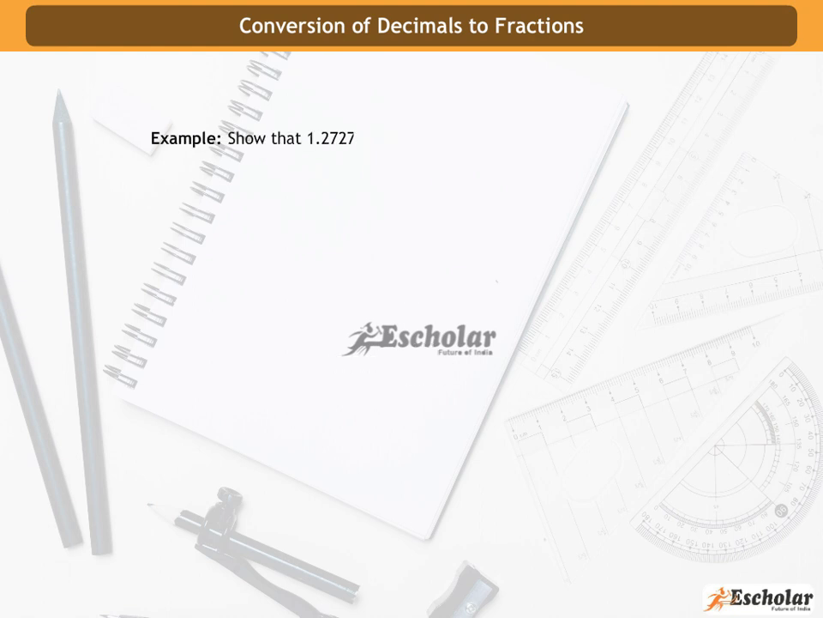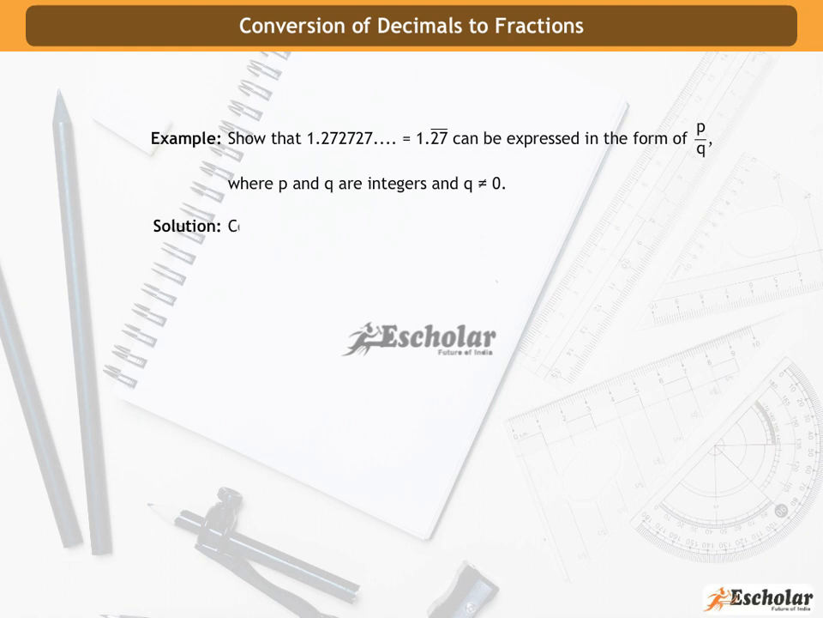Show that 1.272727 and so on, which is 1.27 bar, can be expressed in the form of p by q, where p and q are integers and q is not equal to 0. Solution. Consider 1.272727 and so on equals x.